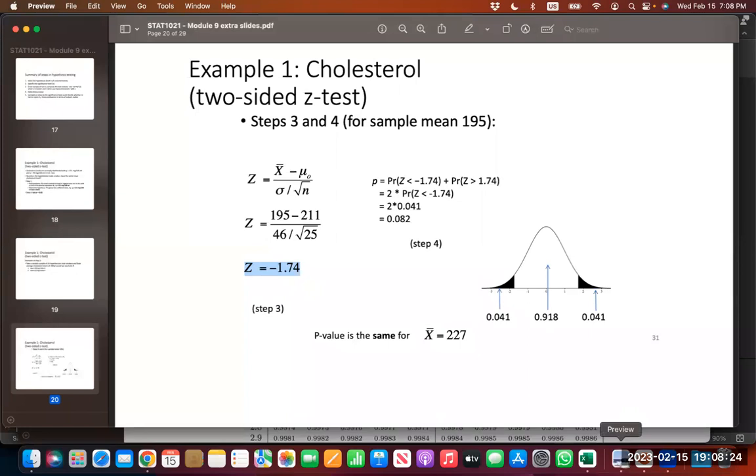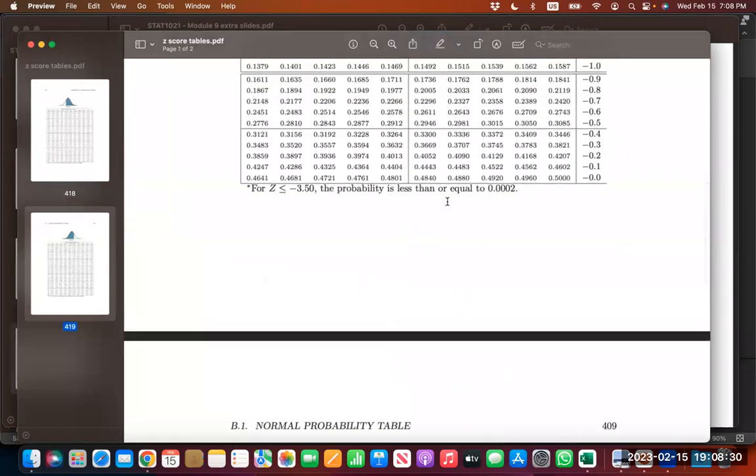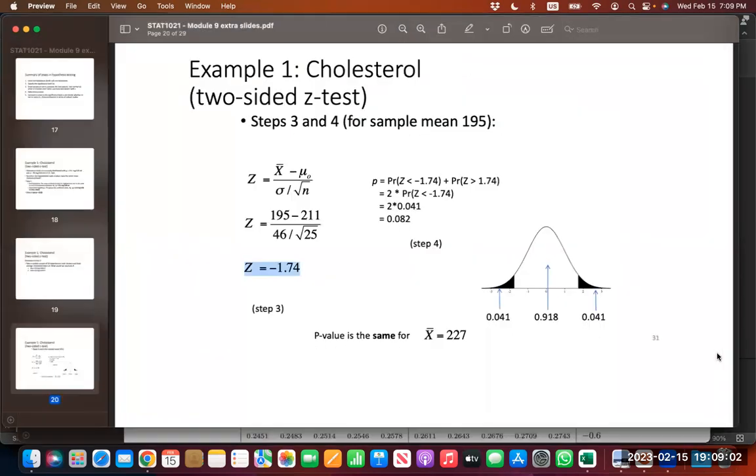And now it's getting a little tricky. So we have now minus 1.74. So we're going to the negative z-score, and remember how to read that, right? We have in the rows the first decimal from 1 to 3.4, and we have in the columns the second decimal. So minus 1.74 would be located, that's minus 1.7, that's minus 1.71, minus 1.72, minus 1.73, minus 1.74. It's 0.0409, which is identical with what was described here.